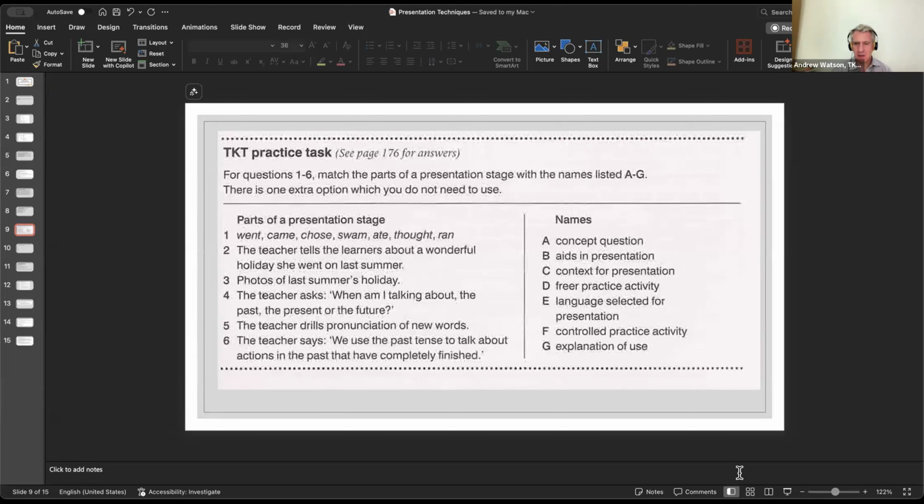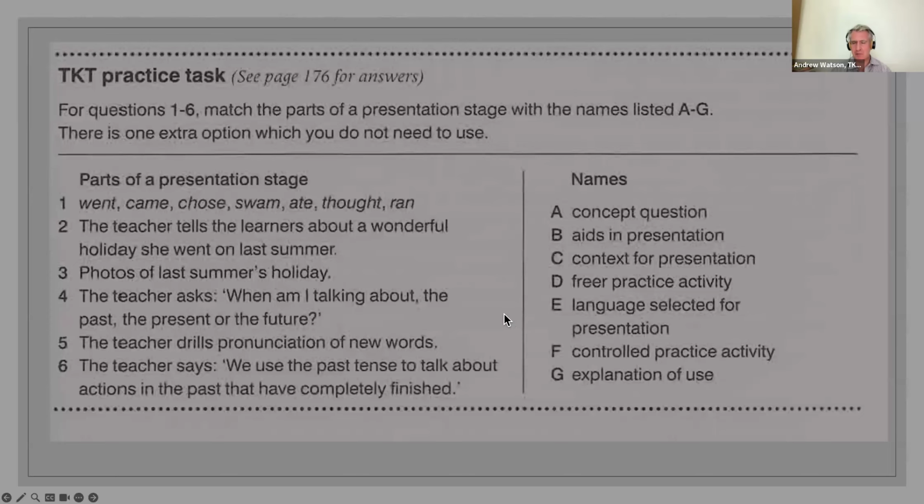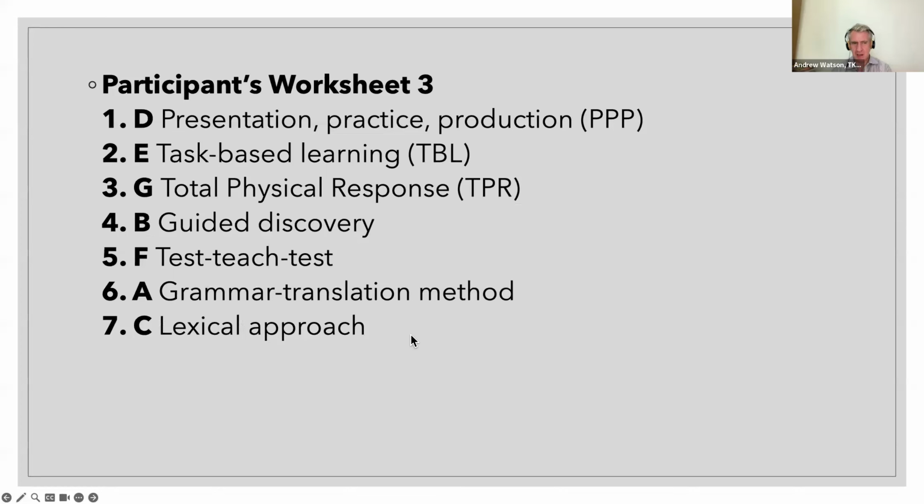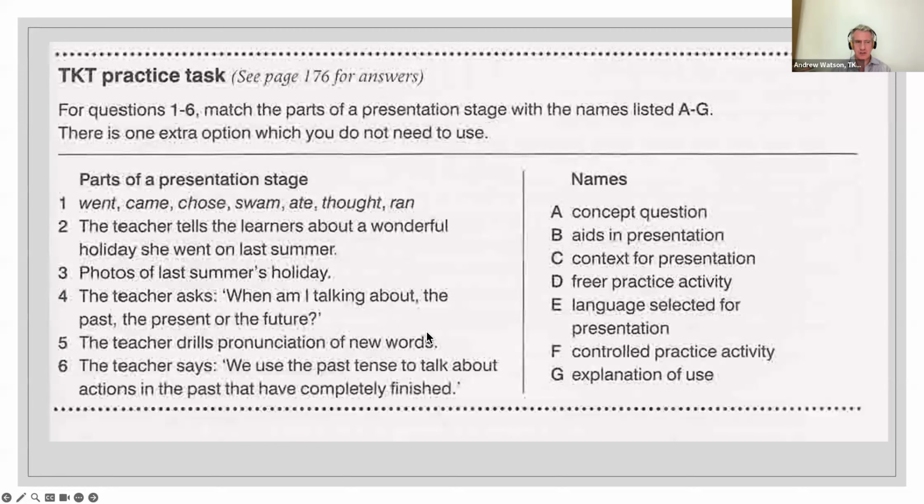Now, let's finish this topic with a very quick practice task, because we need to be constantly doing a bit of practice to get us ready for the exam. So, I'm going to give you no more than 5 minutes for this. You've got to match the parts of a presentation stage with the names listed A to G. There's one extra option you do not need to use. You've got a maximum of 5 minutes, and I'd like you to put your answers in the chat when the 5 minutes is up. Starting now. Once we're done, we're going to move on to a different topic, which is focus on form, I think it is.